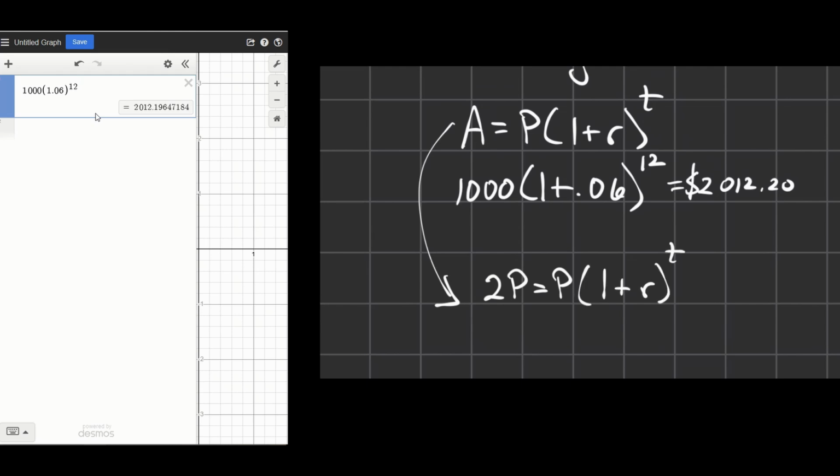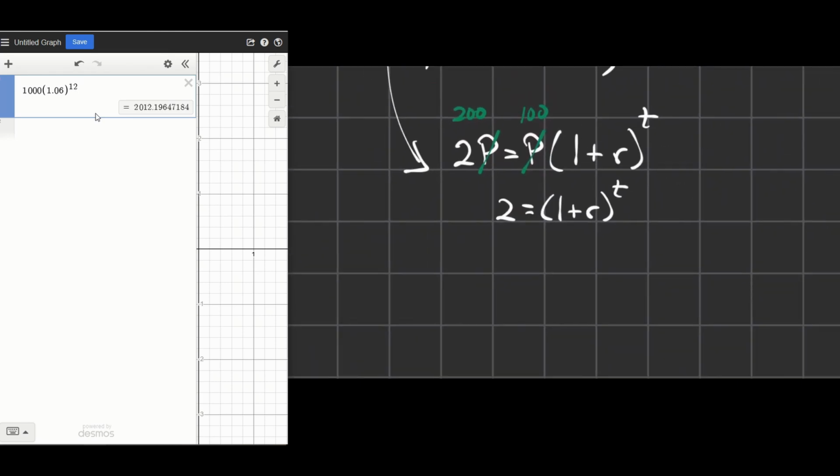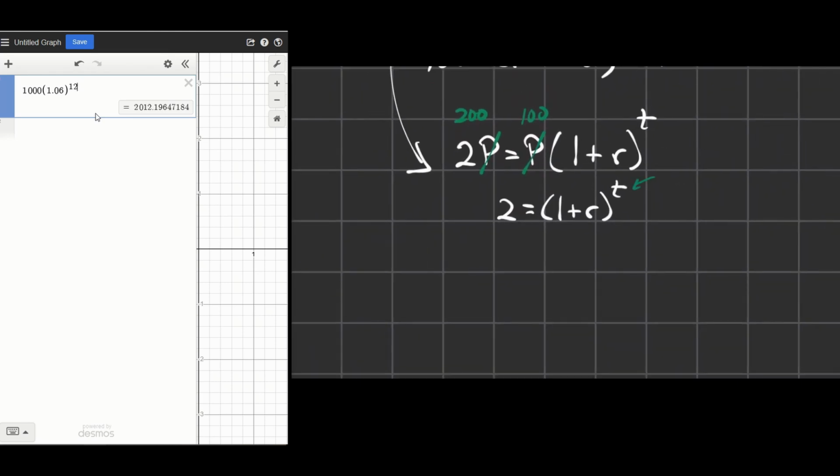If you wanted to, you could put in like $100 here and $200 here. It doesn't really matter, because really all we're going to be doing is dividing out the principal, and that's going to always leave us with a 2 on the left hand side. So we'll always end up with an expression that looks something like this. What we're trying to do is solve for the t up here at the top, the amount of time it's going to take for this to double. In this case, t represents the number of years, r represents the interest rate.